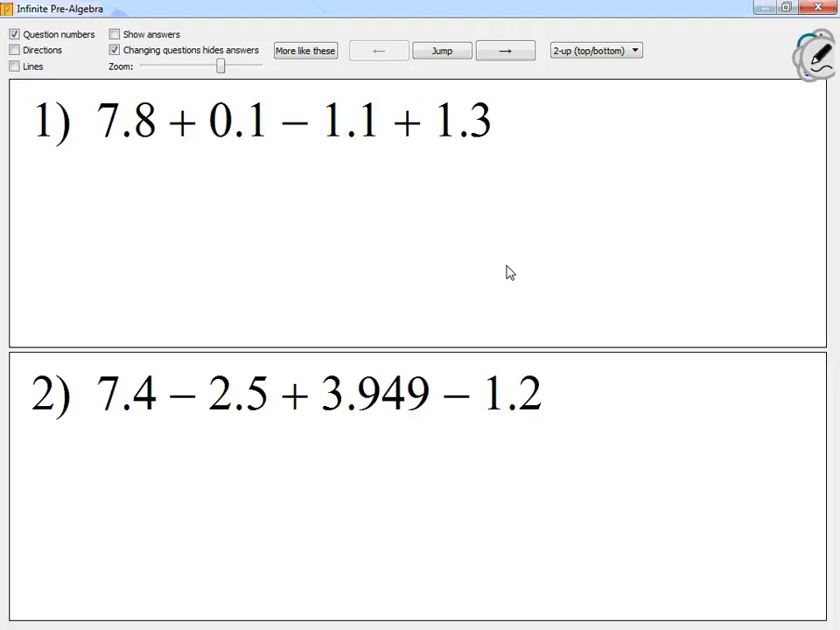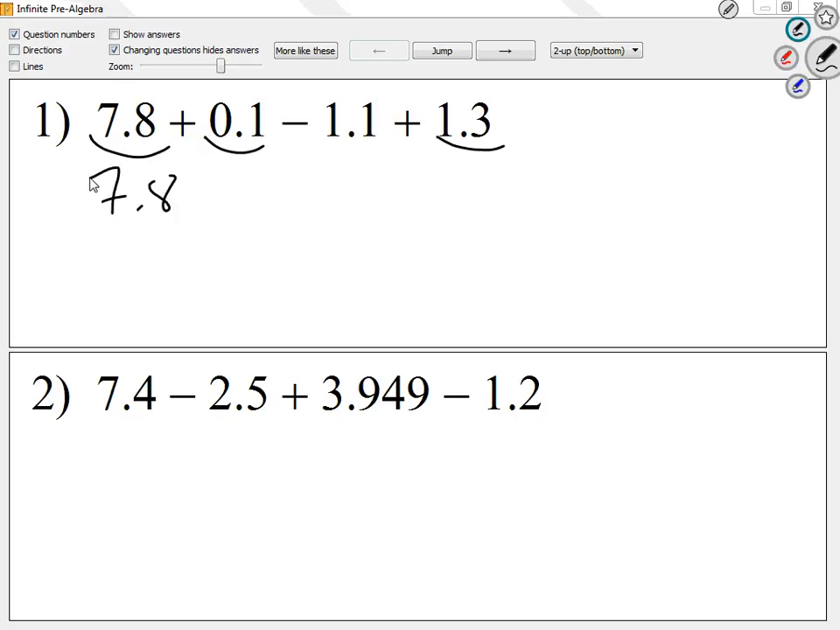So what I'm going to do here, let me find my positives only for right now. I underline them, and I'm going to add them. So I'm going to have 7.8 plus 0.1 plus 1.3. So I'm going to add all my positives. Remember, I'm just looking at my positive answer. And then remember, for adding, line up the decimal point.